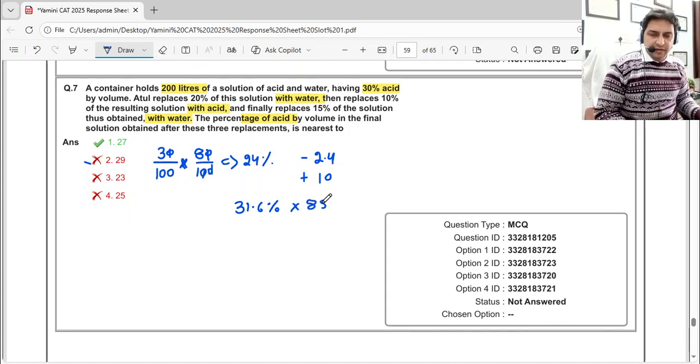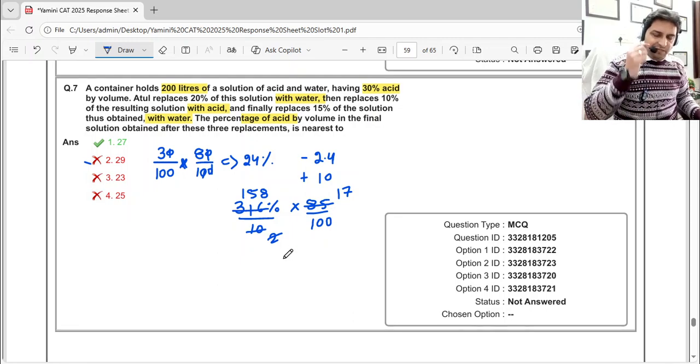In the third, again the water was replaced, so we just have to subtract 15%. That means we have to multiply by 85 by 100. Now if we calculate this, 5 into 17, 17 into 8, that comes out to be 136, and so on. Again, we may use the calculator. Otherwise, this is 26.86.